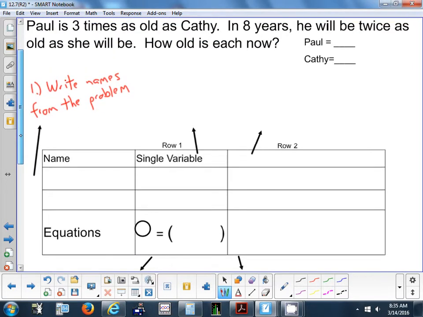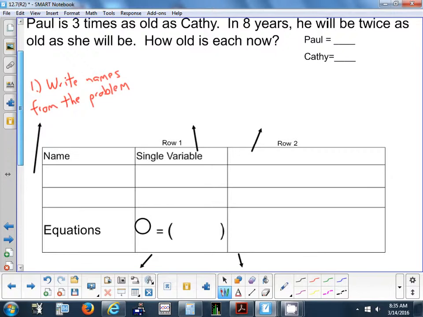All right, so I'm going to write my names right here. Where it says name, I'm going to write the names in there from the problem. Someone can tell me what's one of our names from the problem? Paul. Good, Corey? Paul's one. And Kathy. Good. All right, so we already did the first step. Paul and Kathy. Number 2, second thing.